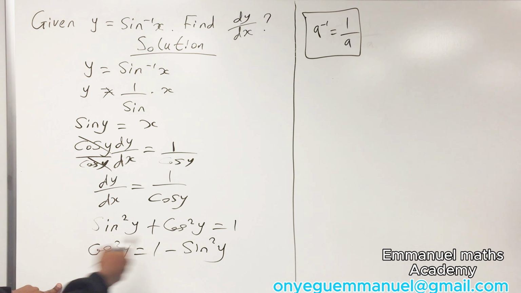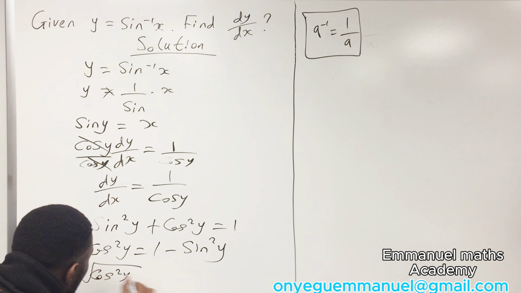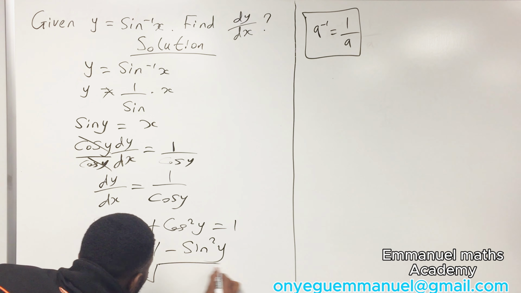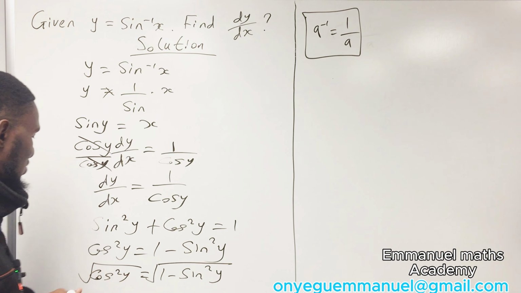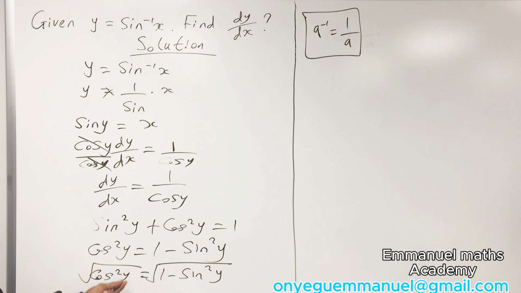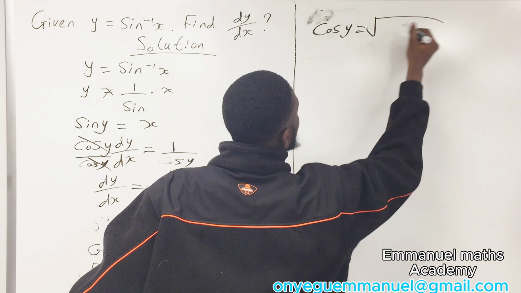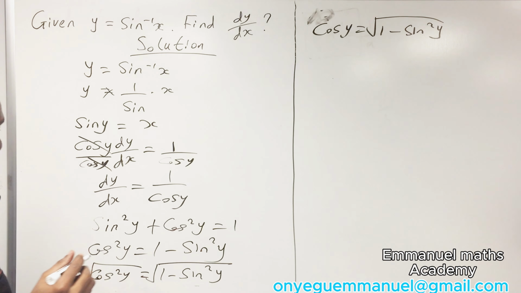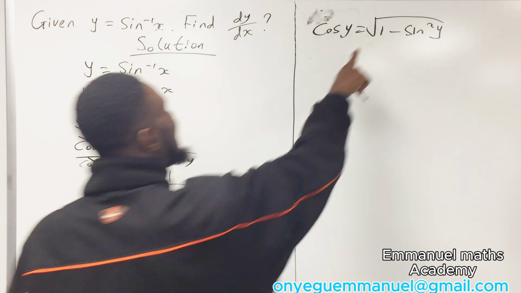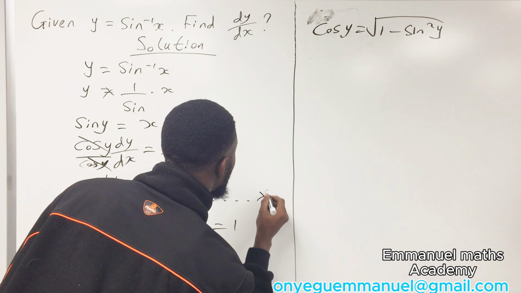You now take the square root of both sides. You have what? The square root of cos squared y equal to the square root of 1 minus sine squared y, because you are trying to get rid of the power here. You have cos y equal to square root of 1 minus sine squared y. Right? You now substitute this into this place. Let's just call this equation star.